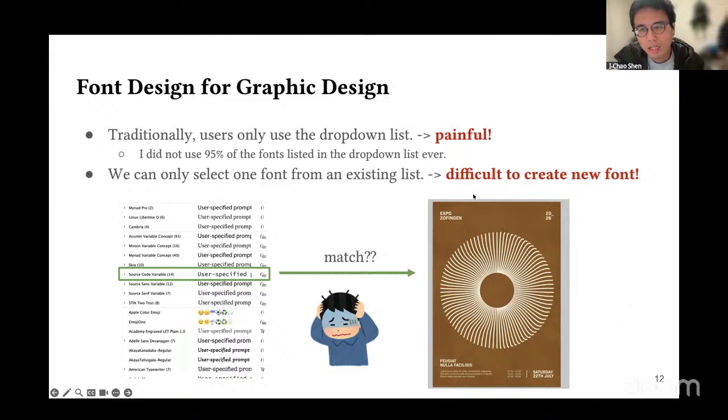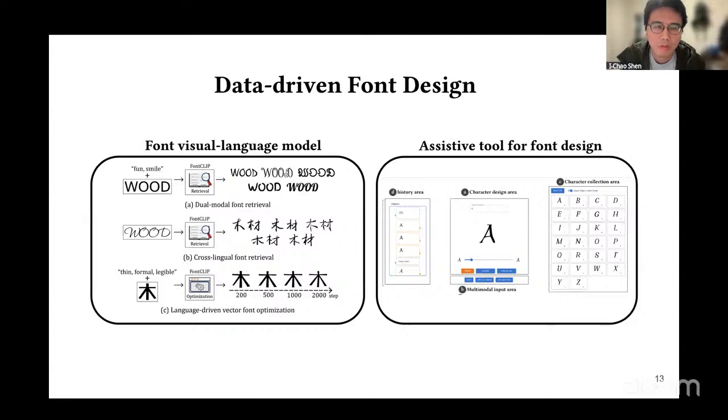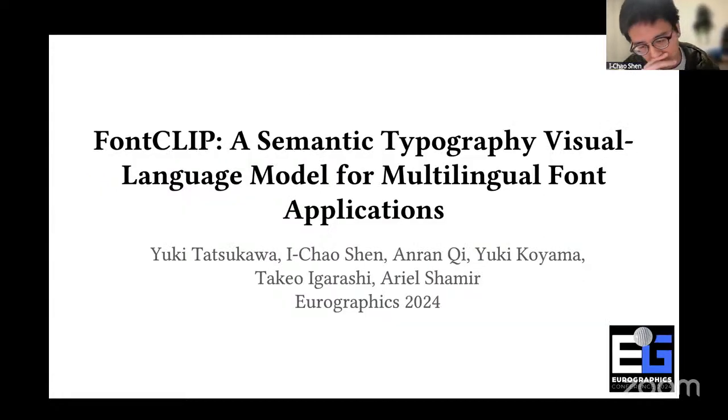And then we usually don't really know how to create a new one if all these things don't match our specific requirement. So in this case, we are trying to work on two different projects. The first one is a font visual language model, and the second one is an assistive tool. I will focus on the first one, but maybe show a small video on the second one. This direction's content is from our previous publication in AsiaGraphics 2024. The paper is called Font Clip.